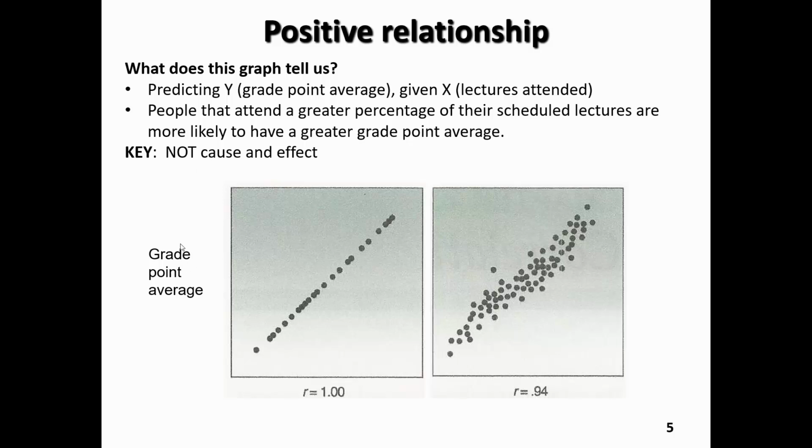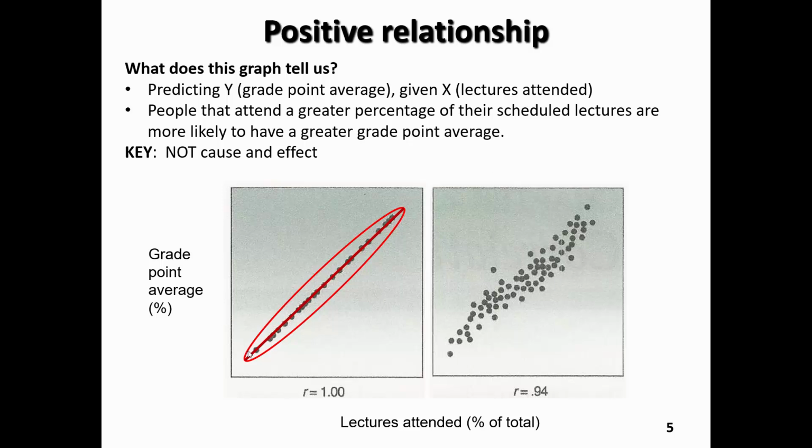So the grade point average would be plotted along the y-axis as a percent, and the lectures attended as a percent of total would be plotted along the x-axis. Now, the graph on the left would be a depiction of one of the studies. If we carried out the same study in a different group of people, we might get the graph here on the right.